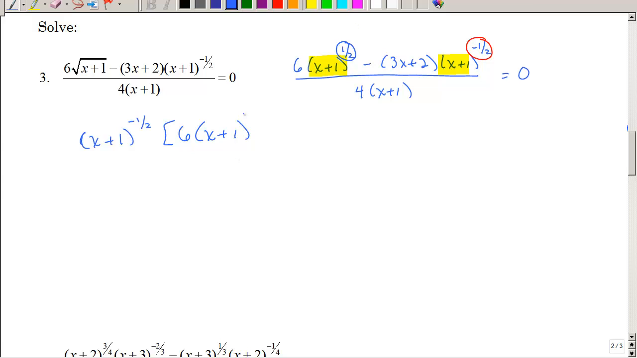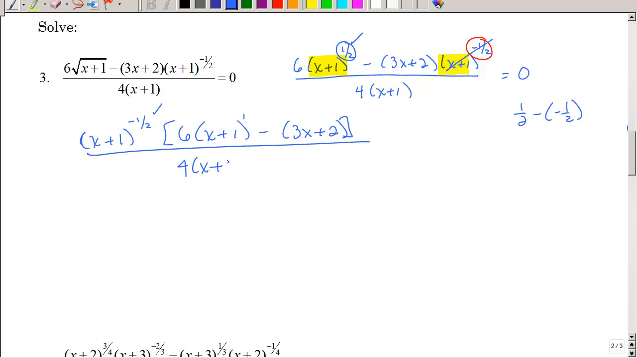What do I need? A 1, because I would have 1/2 minus a minus 1/2. What I started out with, subtracting what I took out. That's going to leave me a first power. Minus 3x plus 2, and then I took all of that out, all divided by 4 times x plus 1. Of course that equals 0.